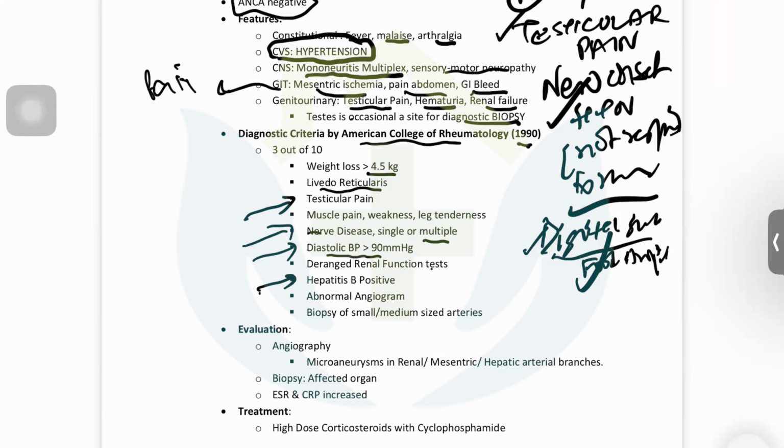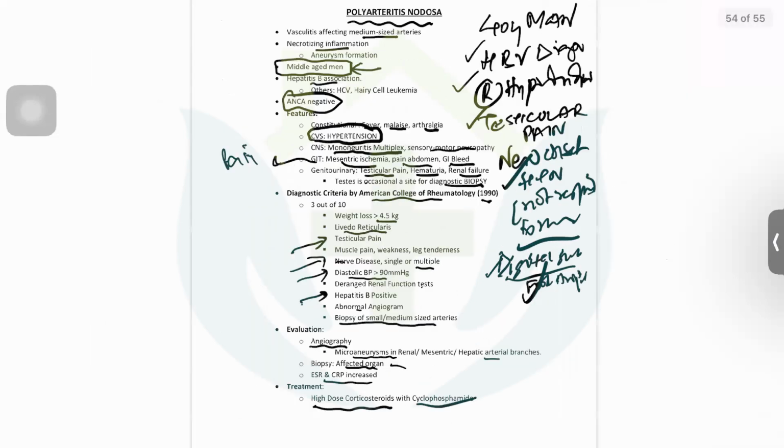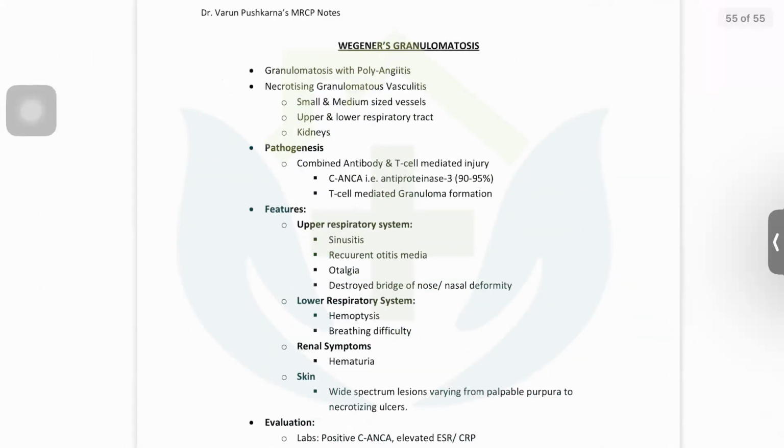4. Abnormal angiogram, biopsy. They will not ever give you a biopsy, but you must know that a positive biopsy is one of the criteria. For evaluation, you can do a whole body angiography. You can find microaneurysms in kidneys, in mesenteries, hepatic arterial branches, or you may get an affected organ biopsy from liver, from kidney, from spleen, from testes, anywhere. ESR, CRP are obviously increased because of the inflammation. Treatment is high-dose corticosteroids to suppress the inflammation, followed by cyclophosphamide and eventually non-steroidal DMARDs.